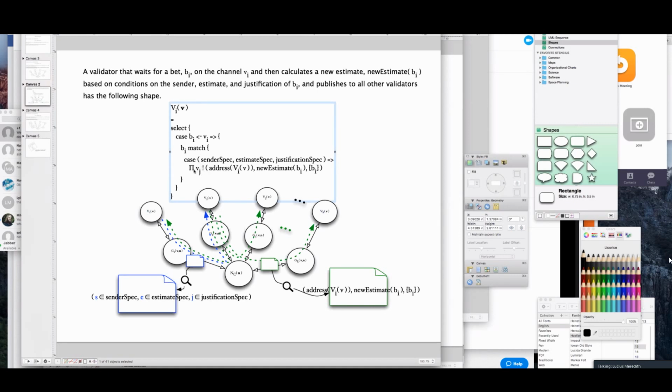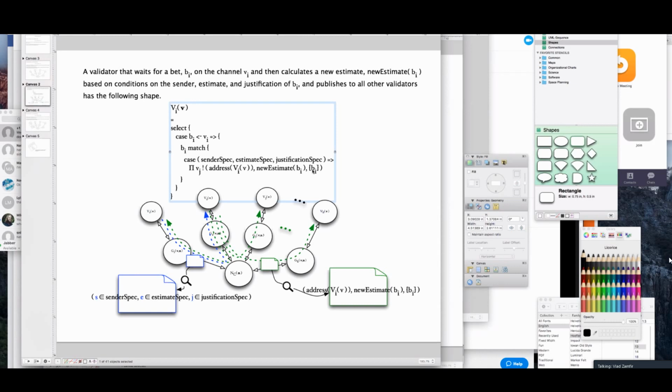So this is a send, right? If this is a receive, this is a send, and to each VJ you're going to send out the new message, which is another triple, right? The address of which is coming from here. The new estimate is calculated by the new estimate function of this guy, and the justification at a minimum includes the bet we just saw. Okay, and realistically, it might include something else, and there needs to be logic in the validator for what else it includes, right? Exactly right.